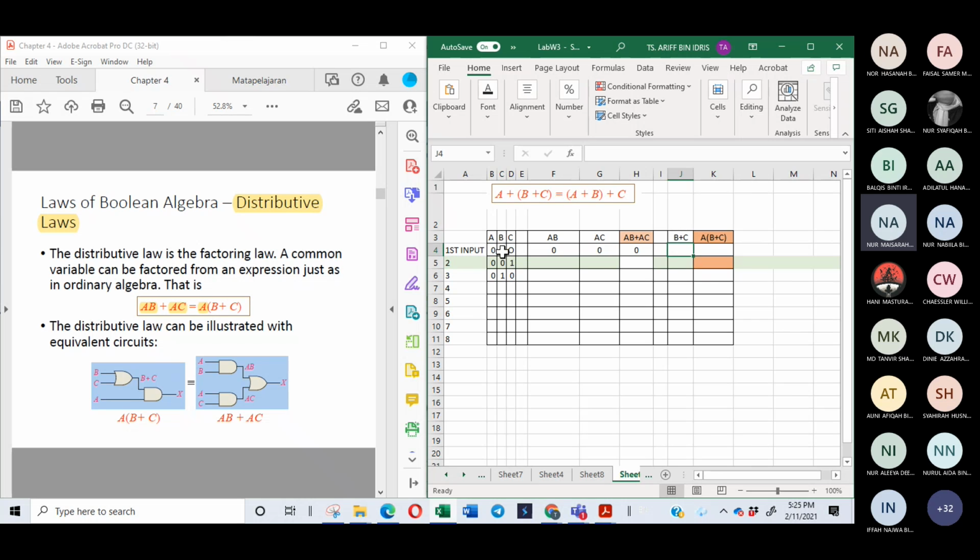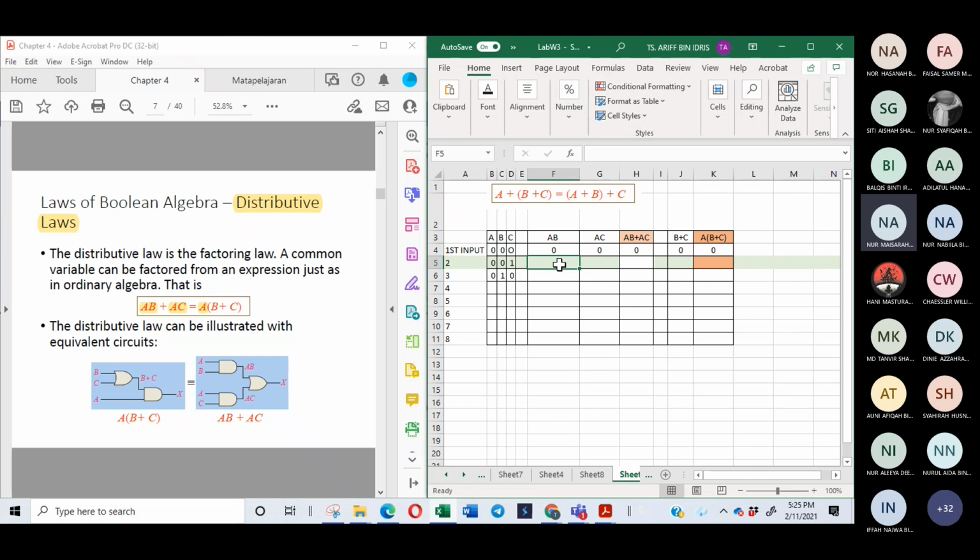Now we figure out B plus C. What is the value for B, class? 0. What is the value of C? 0. 0 or 0, what is the result? 0. So we want to figure out A and with B plus C. B plus C is 0, and with A. Bracket means AND. Are you clear, class? What is the value of A here? 0. So 0 and 0, what is the result? 0.